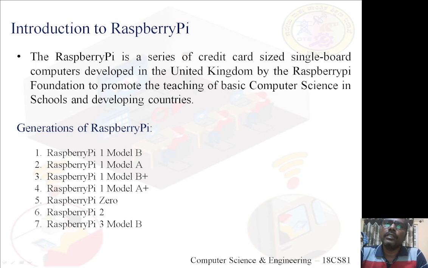Later, the very powerful Raspberry Pi 2 was innovated. Then Raspberry Pi 3 Model B was innovated. At present, we have even Raspberry Pi 4, which is not shown on the slide, but at this time we have even Raspberry Pi 4 Model B. Got it?